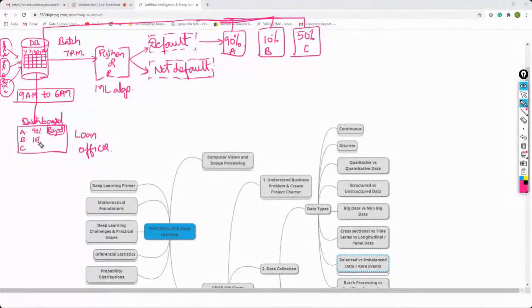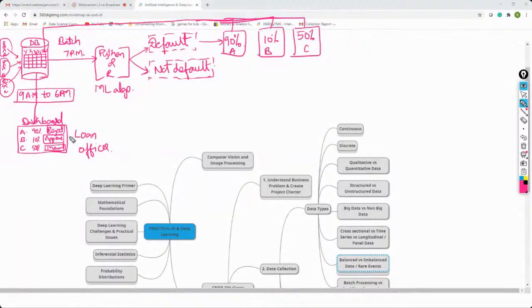Customer B, there is 10% probability that this customer might default on the loan, so you approve the loan because it's low chance, low risk. 50% probability, should I approve or should I reject? For this customer, the loan officer might say manual intervention, meaning do further research before you approve or reject the loan.